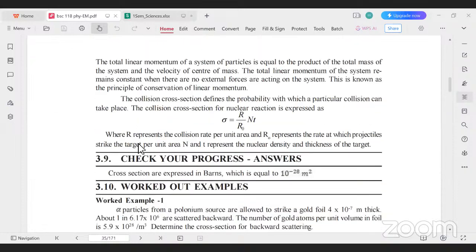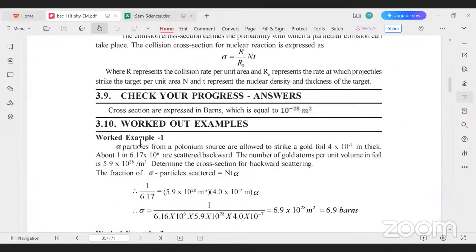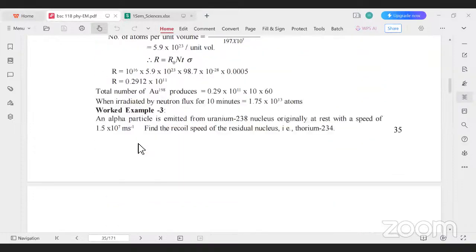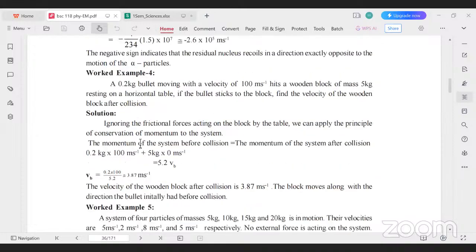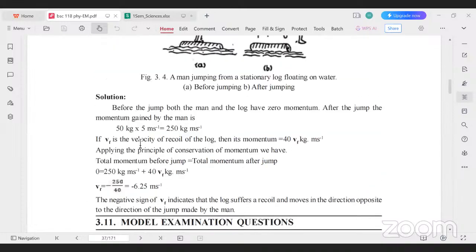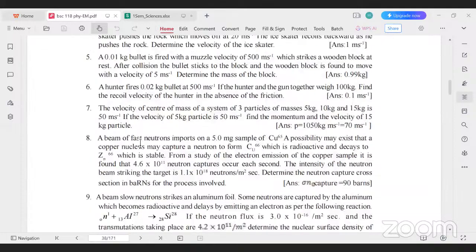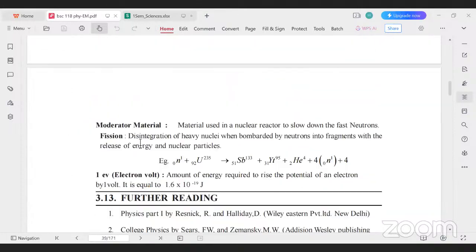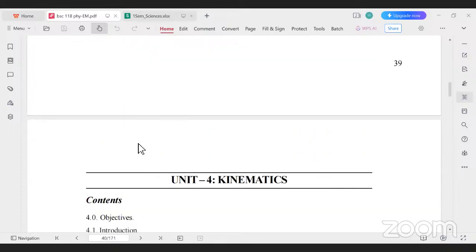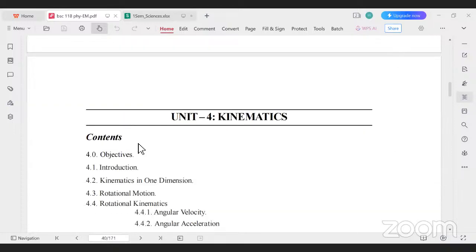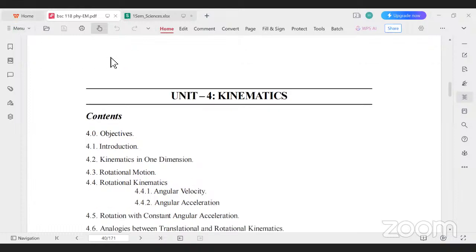Okay, they have also given a summary. Check your progress answers, work on examples. So this is about your third unit, done. Next class we will do some more. We might complete your fourth unit also: kinematics. Before coming to the next class, I want you to know what kinematics is, how rotational movement takes place, and what angular velocity and acceleration are. We have studied linear momentum and collisions.